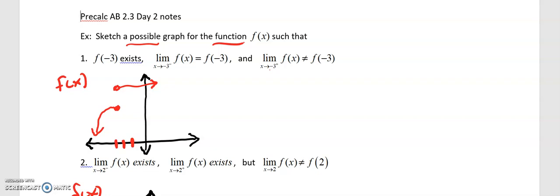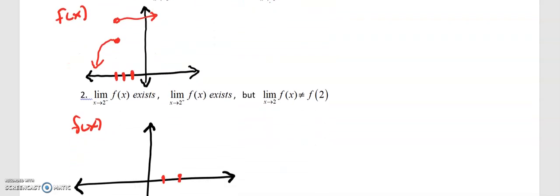All right, now let's go back and make sure we've met all of our conditions. If we have, then this is correct. F of negative 3 exists. Yes, f of negative 3 is right there. Solid. All right. Limit of f of x as x approaches negative 3 from the left equals that f of negative 3. So as I approach from the left, yes, I get that f of negative 3 y value. The limit of f of x as x approaches negative 3 from the right does not equal that f of negative 3, and it does not. There's an open dot here, and it's certainly not that same y value. So I know I have this correct.